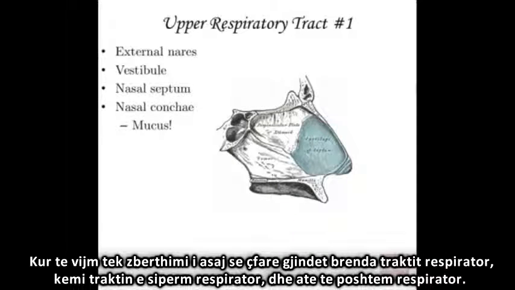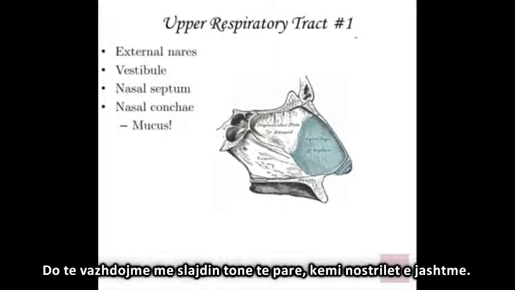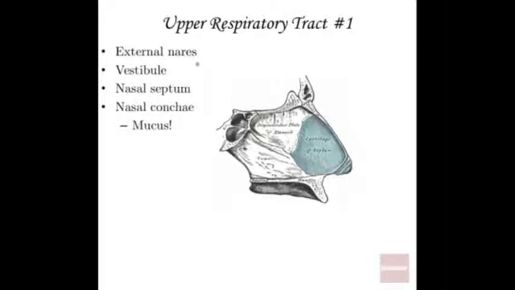So when it comes to the breakdown of what's in the respiratory tract, we can look at the upper respiratory tract and then the lower respiratory tract. The upper respiratory tract is going to include everything from the nose down to the throat. And so if we start with our first slide here, we're going to begin with the external nares. And that is a fancy term for nostrils.